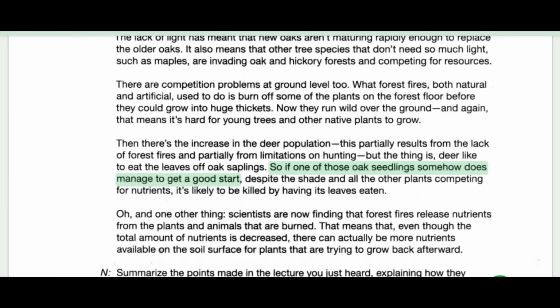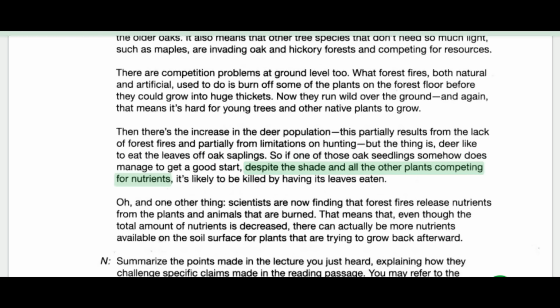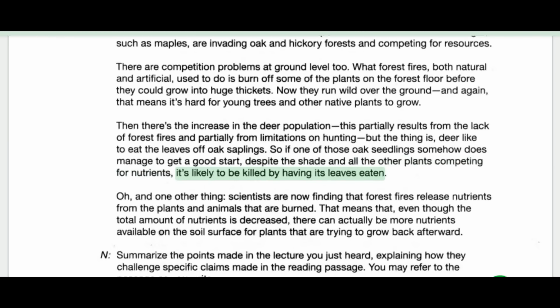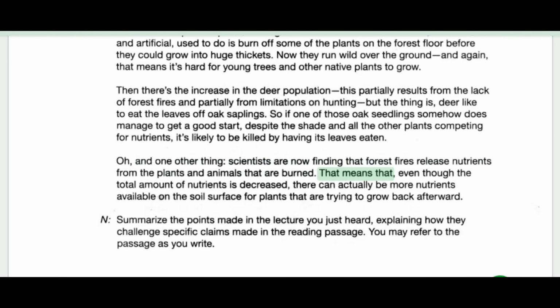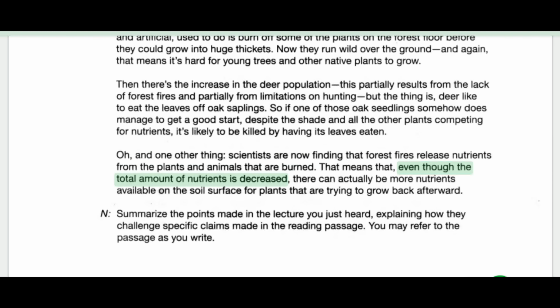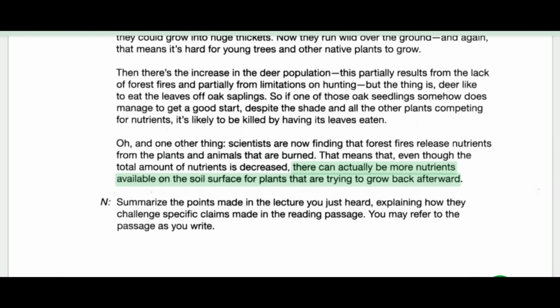So if one of those oak seedlings somehow does manage to get a good start, despite the shade and all the other plants competing for nutrients, it's likely to be killed by having its leaves eaten. Oh, and one other thing. Scientists are now finding that forest fires release nutrients from the plants and animals that are burned. That means that, even though the total amount of nutrients is decreased, there can actually be more nutrients available on the soil surface for plants that are trying to grow back afterward.